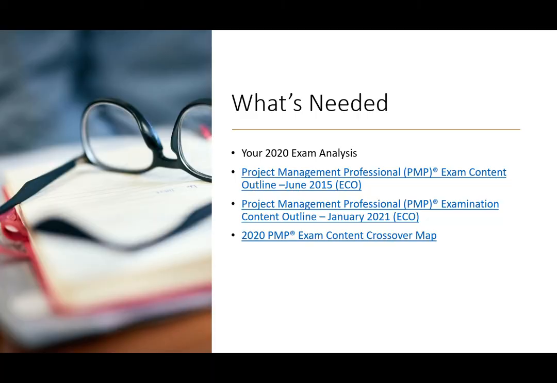Let's talk about what you need. I love to get my ducks in a row. So in order to do this task, you need your 2020 exam analysis. You're going to need your Project Management Professional, your PMP Exam Content Outline. That's your ECO. It's going to be dated June 2015. I know that probably sounds old, but that is the date of the document that was used for your December 2020 exam. You're also going to need the ECO from January of 2021, and you'll need your 2020 PMP exam content crossover map. That is key.